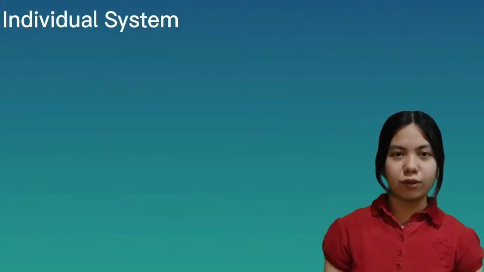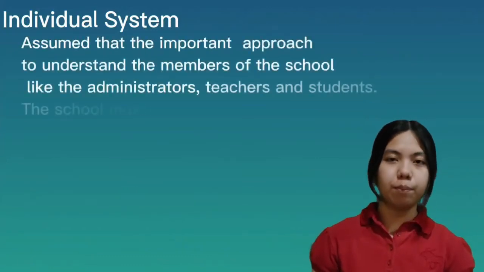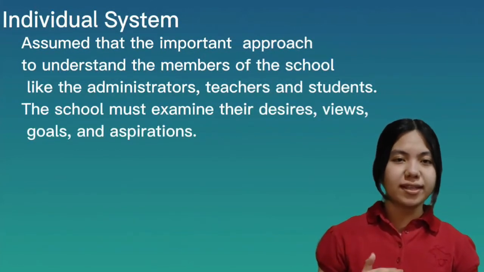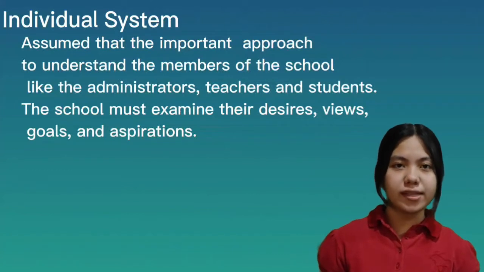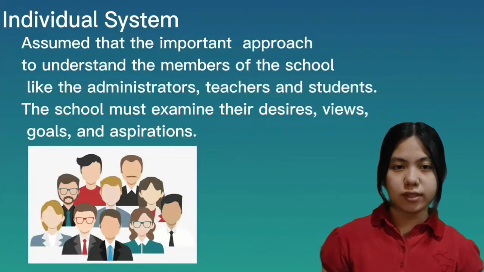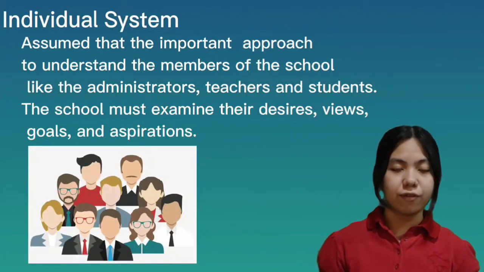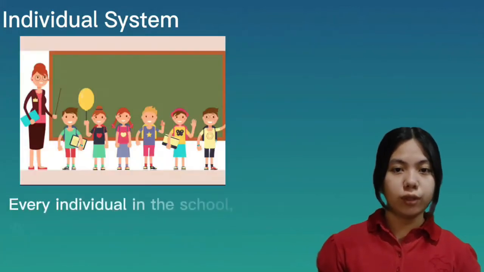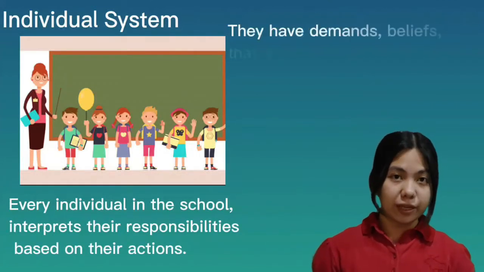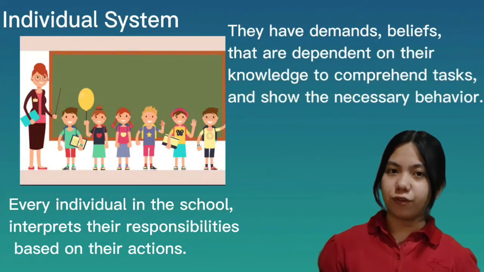Let us move on to the individual system. The individual system assumes that the important approach is to understand the members of the school, like the administrators, teachers, and students. The school must examine their desires, views, goals, and aspirations. People are considered to be the key component of the social system, and their positive attitude has a major influence on the system's general health. Every individual in the school interprets their responsibilities based on their actions. They have demands and beliefs that are dependent on their knowledge to comprehend tasks and show the necessary behavior.